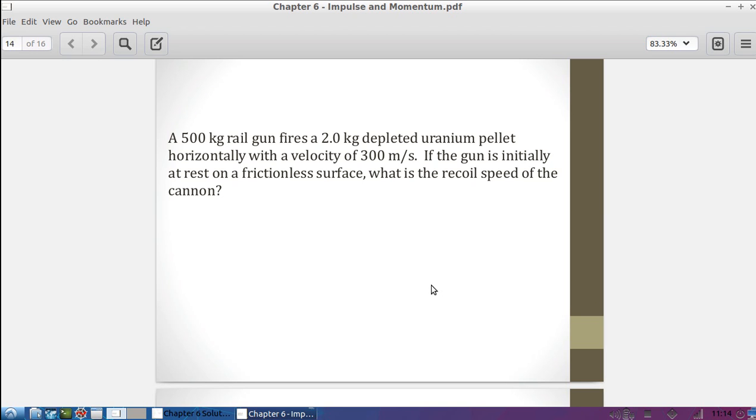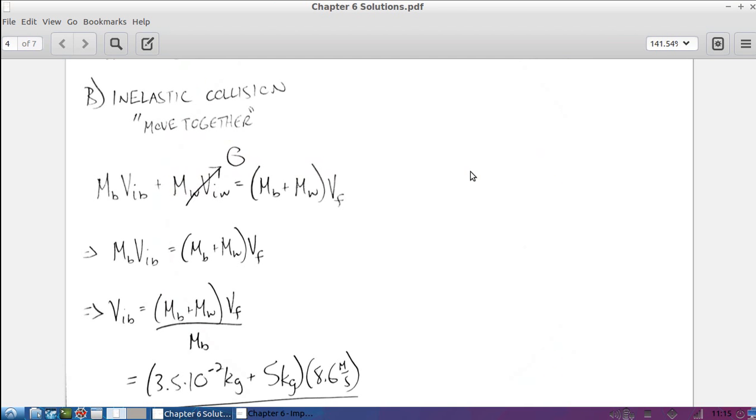So we've got a 500 kilogram railgun, fires a 2 kilogram DU pellet horizontally with the velocity of 300 meters per second. So that means the pellet has a final velocity of 300 meters per second. The gun and the pellet inside the gun are initially at rest. It's on a frictionless surface, so we'll say the system is isolated, no work, no impulse done on the surface. What's the recoil speed of the cannon? So I'm looking for the speed of the cannon after it fires the railgun.